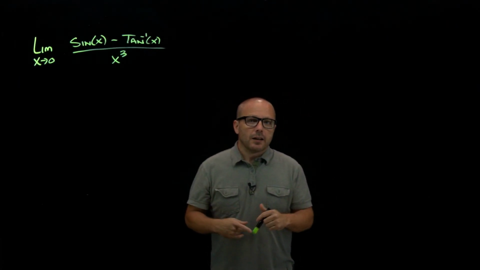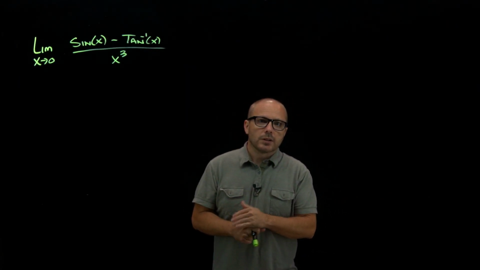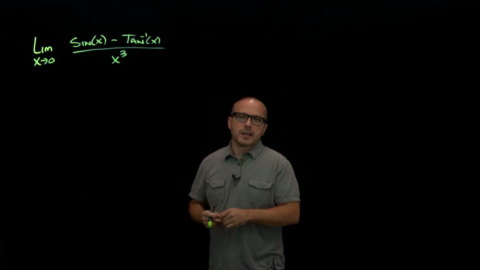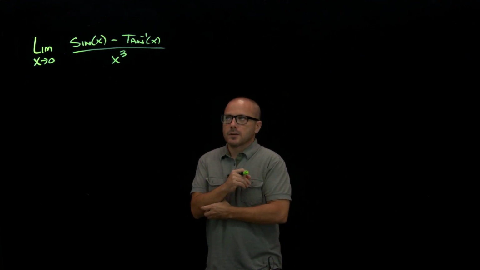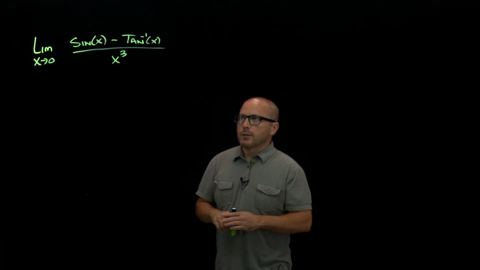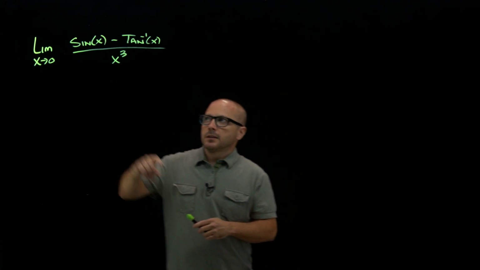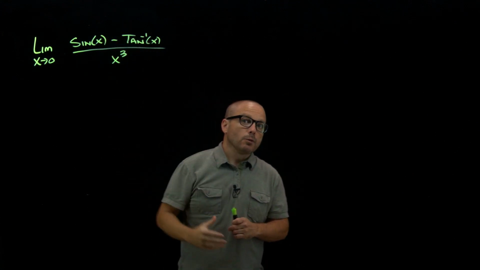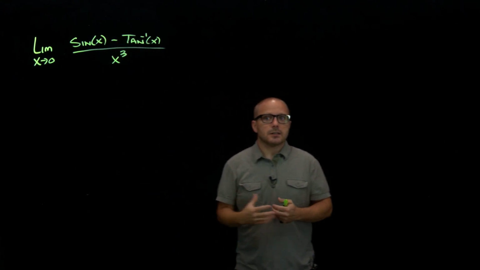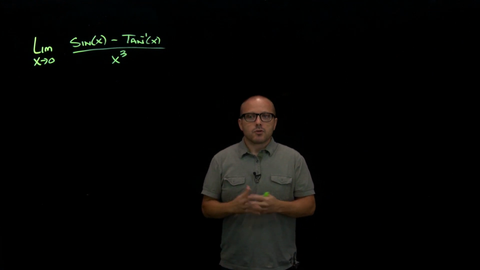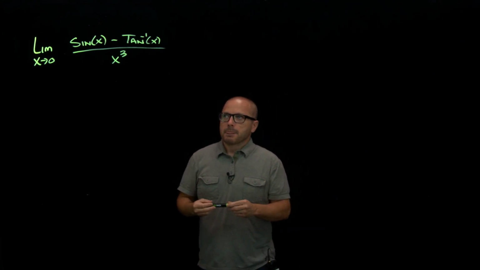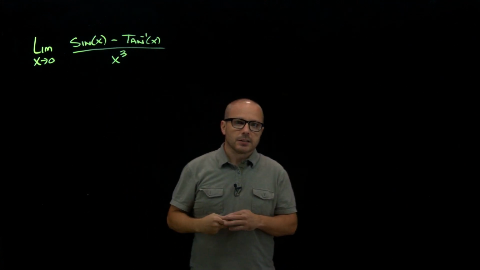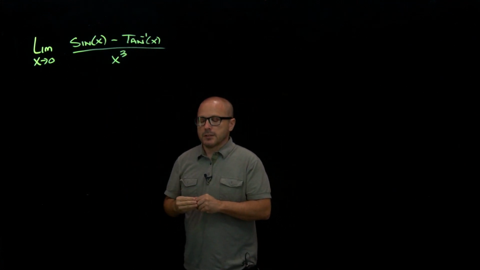So now let's look at evaluating a limit by using Taylor series. Here we have a limit as x approaches 0 of sine x minus tan inverse x over x cubed. If we think about the form here, that's going to 0, that's going to 0, that's going to 0. So we have a 0 over 0 situation. It's an indeterminate form. We could try L'Hopital's rule, but this one works out quite nicely if we replace these two transcendental functions by their Taylor series.